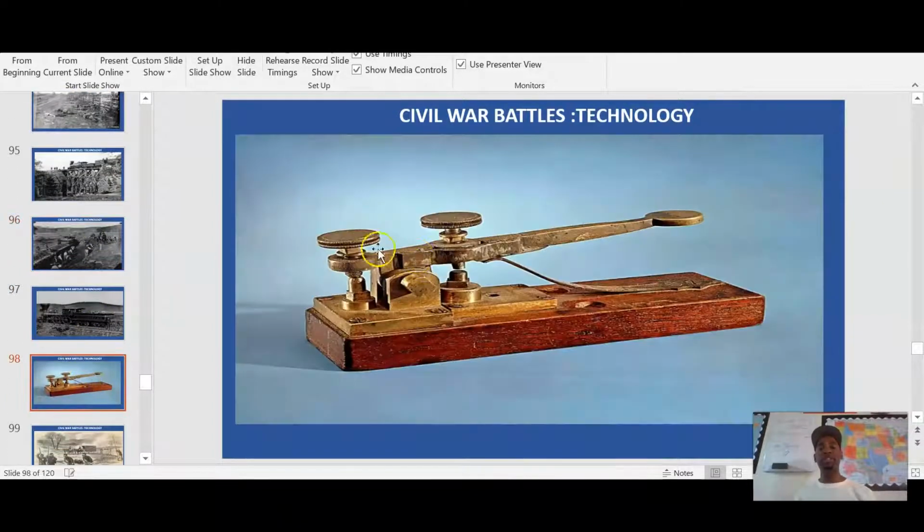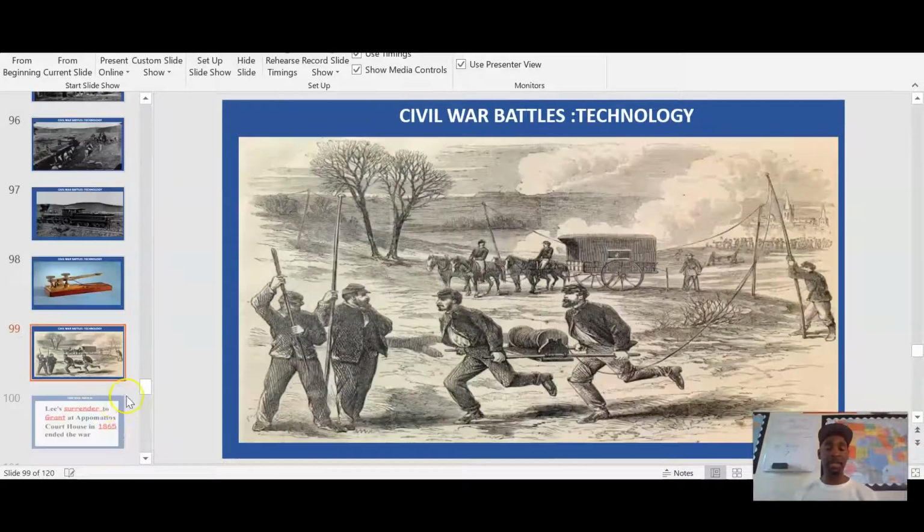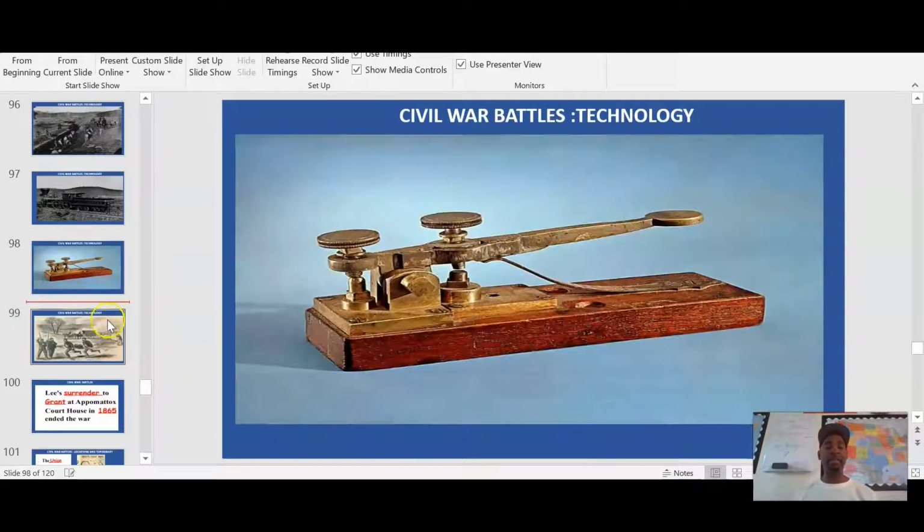Another cool invention that you can talk to your parents about is, what is that thing called? With the Morse code, the telegraph. Abraham Lincoln was the first U.S. president to be able to talk directly to his troops on the battlefield. And this little device here helped him. One thing about being president of the United States, like Donald Trump, you are commander of the military. You get to call the shots of how the military operates.